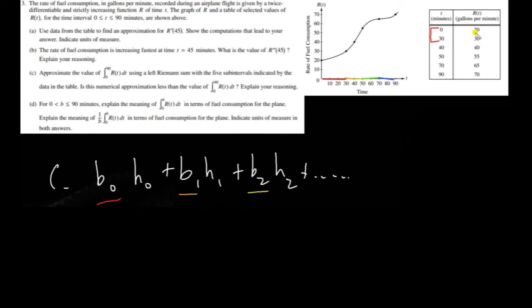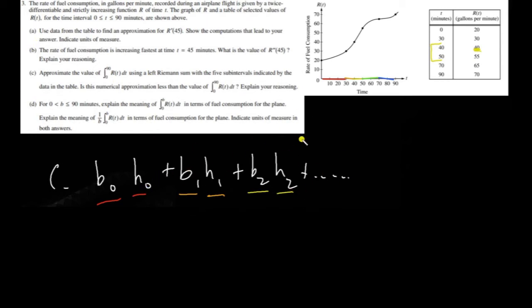So dealing with the left Riemann sum, it's going to be this height here. So that's going to be our height 0. 20 is going to be our height 0. And then for the second base, we're going to be dealing with 30 and 40, right? Well, this is the left height, so it's going to be our height 1. And you can go on and look at the next set, where we're dealing with 40 and 50. Well, guess what? This is the left height, so it's going to be your height 2.